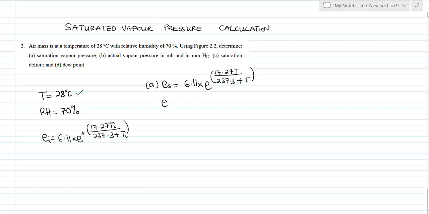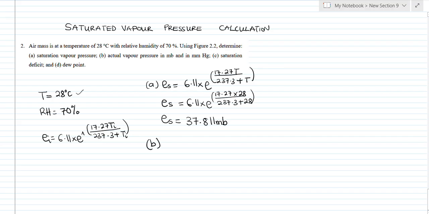Now let's put in the parameters. So the saturation vapor pressure is equal to 6.11 times e exponent 17.27 times 28 over 237.3 plus 28. And this will give us what? So we use our calculator to find out. Putting this in the calculator, you're going to get 37.811 millibar, right?